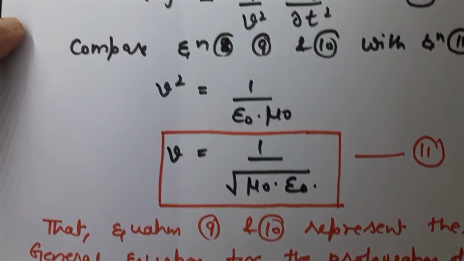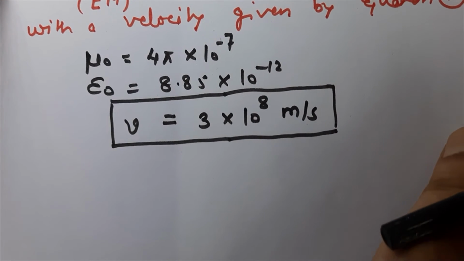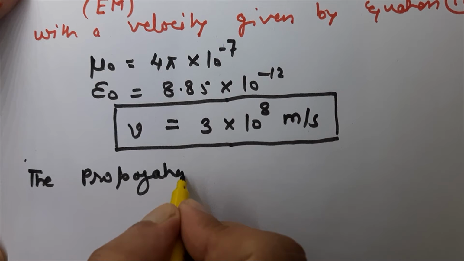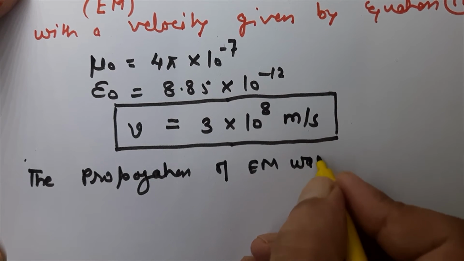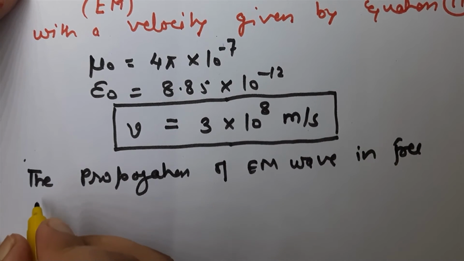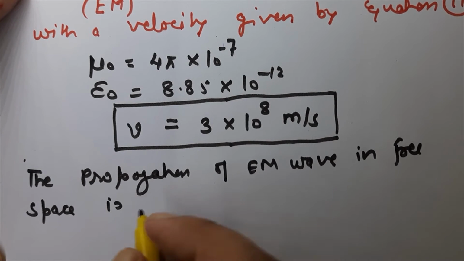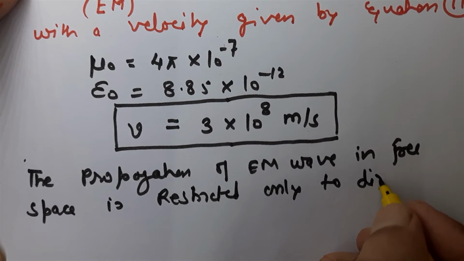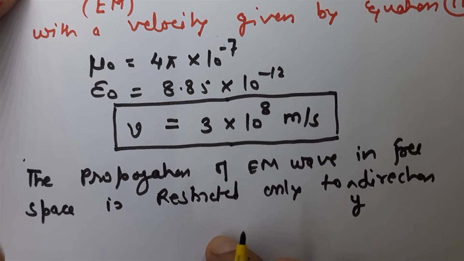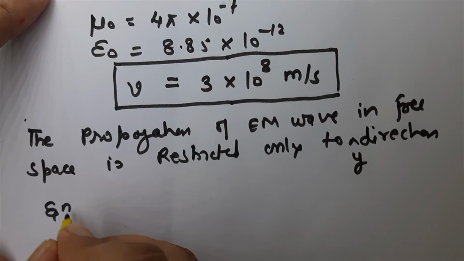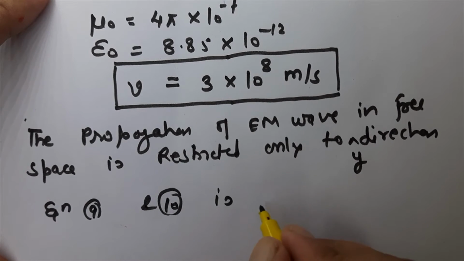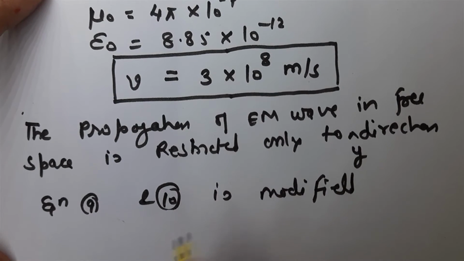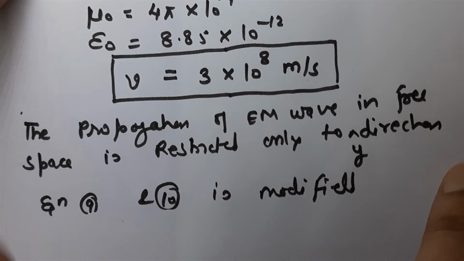So what we can do is restrict equations 9 and 10 to one direction only. Say the propagation of EM wave in free space is restricted only to the y direction. If we restrict the propagation of EM wave only along the y direction, equations 9 and 10 are modified in a way that on the left hand side the space derivatives del by del x and del by del z reduce to 0. I will do that correction on the next page.